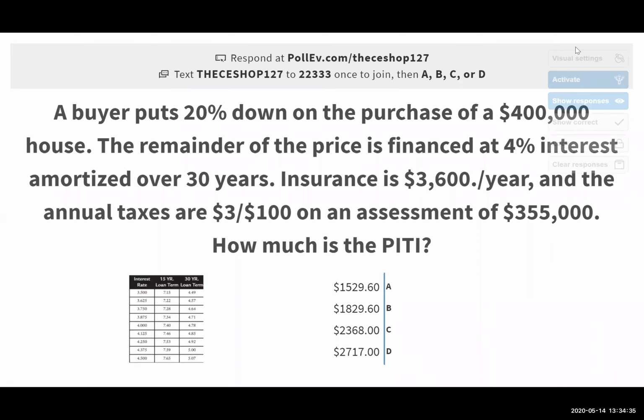So we're going to whip on over here to another poll question. Buyer puts 20% down on the purchase of a $400,000 house. Remainder of the price is financed at 4% interest amortized over 30 years. The insurance is $3,600 a year. The annual taxes are $3 per hundred of the assessment on an assessment of $355,000. How much is the principal, interest, tax, and insurance? Give you all a few seconds for this one.